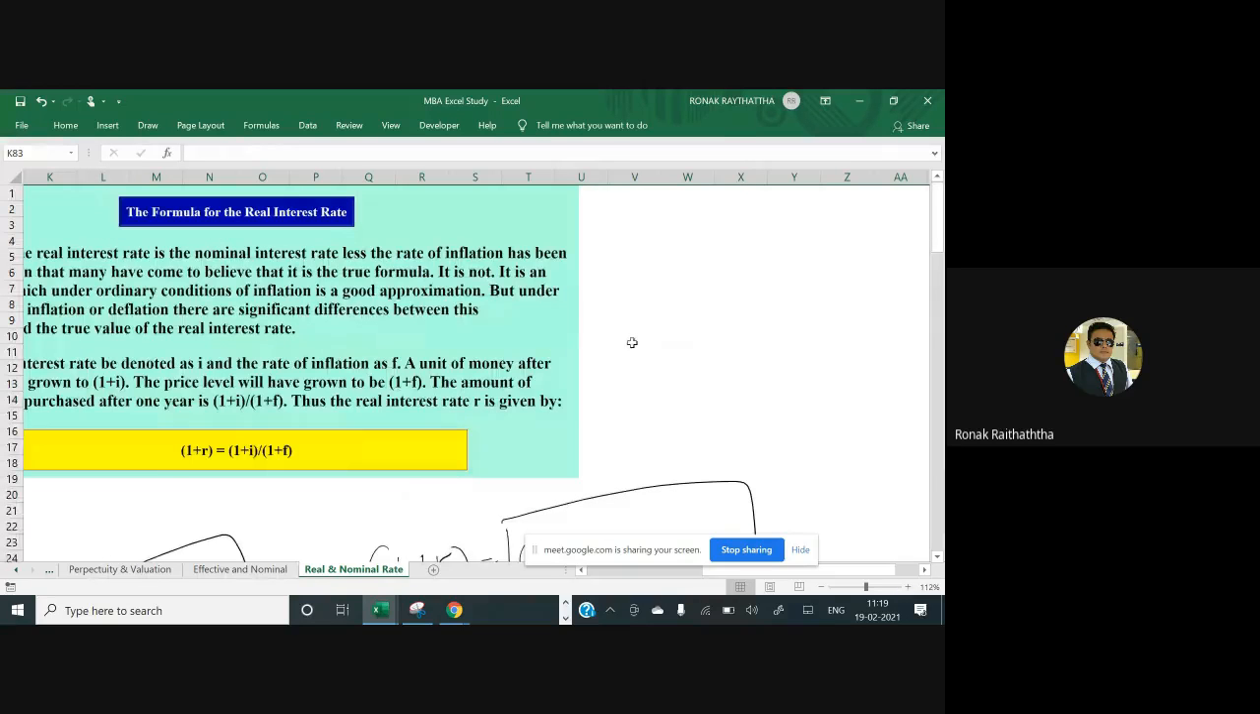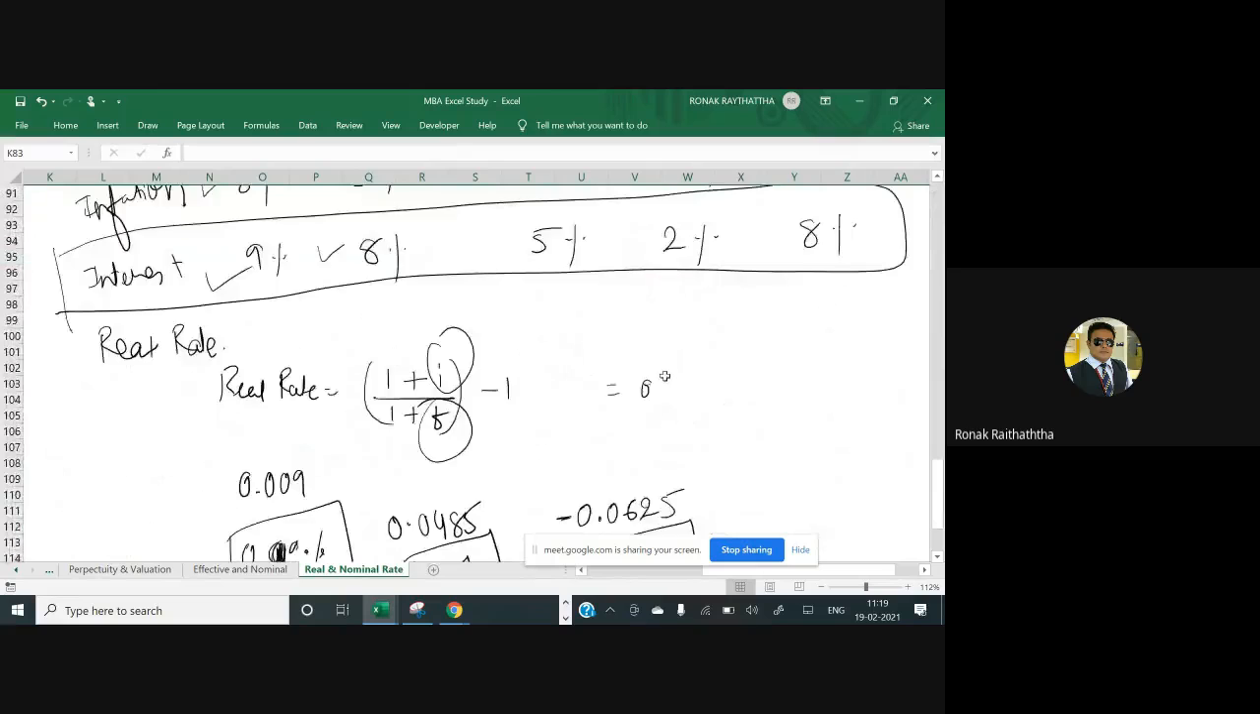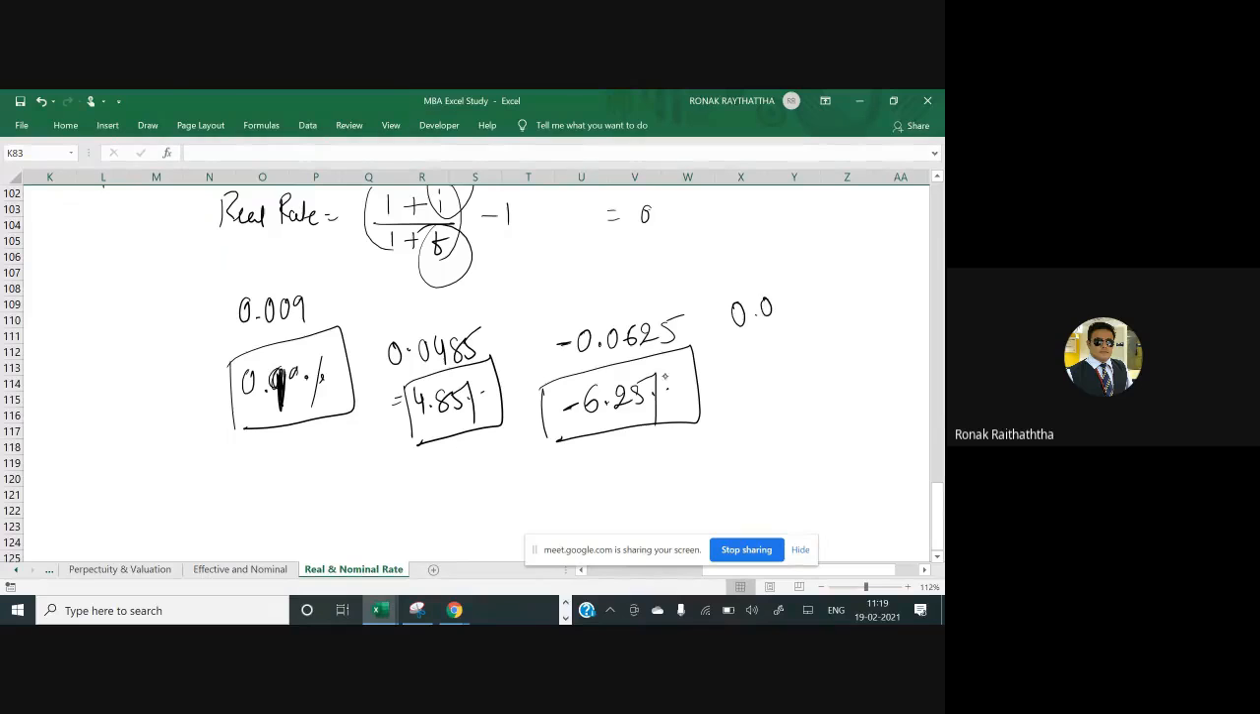0.0625, but that's positive. So 6.25% would be the positive real interest you will be getting in the fourth one. And 0.0693, that's alternative number 5. So you get 6.93%.